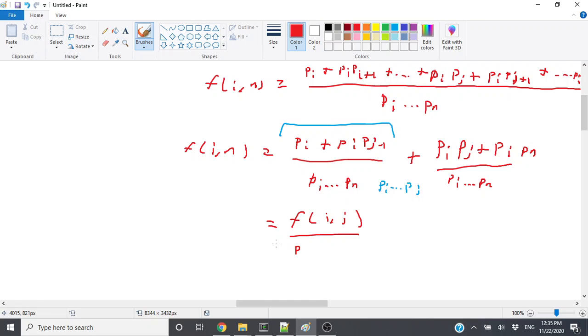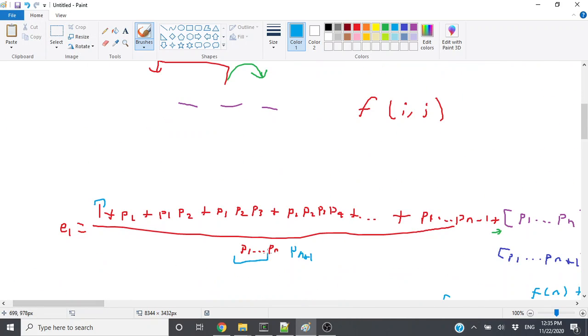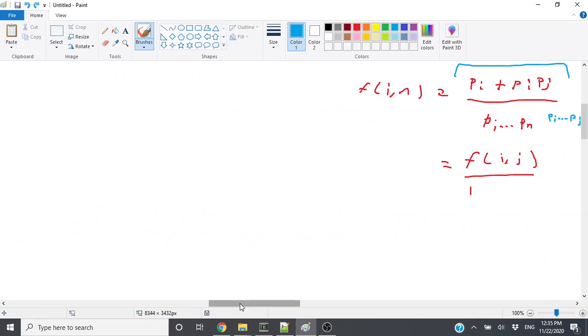Actually, let's get rid of the annoying one term. Yeah, actually, this gets rid of the annoying one term. So actually this would include this. My bad. And then this would be pj plus 1. So then this would be over pi dot dot dot pj. Yeah, that way we get rid of the annoying one term.